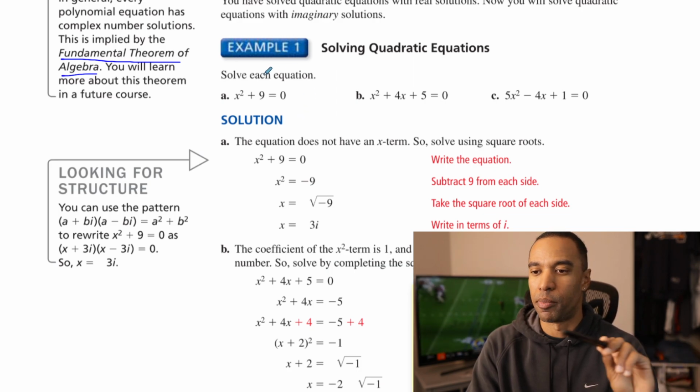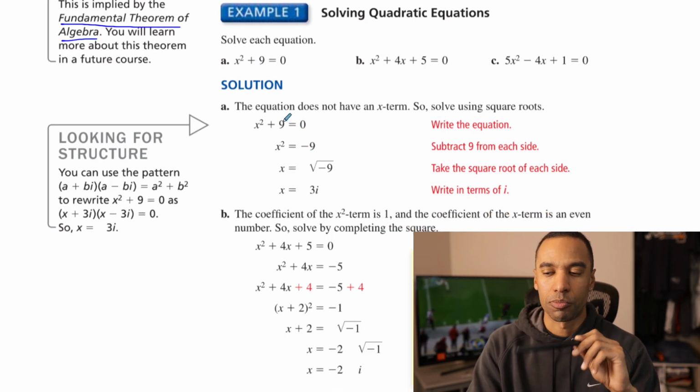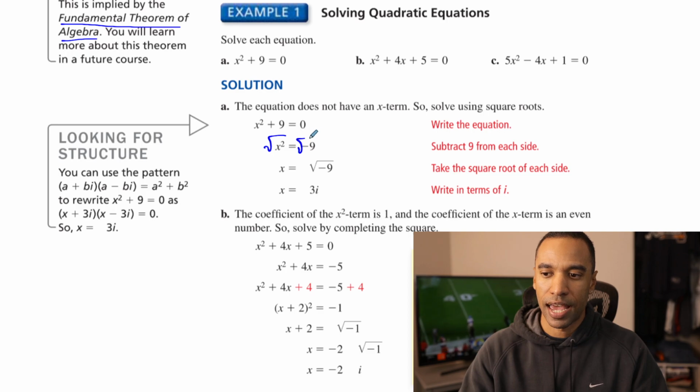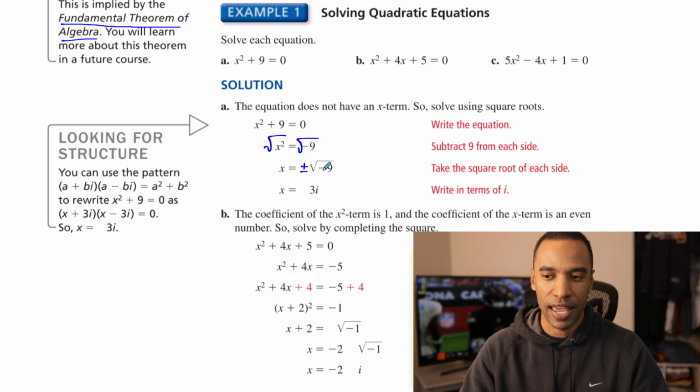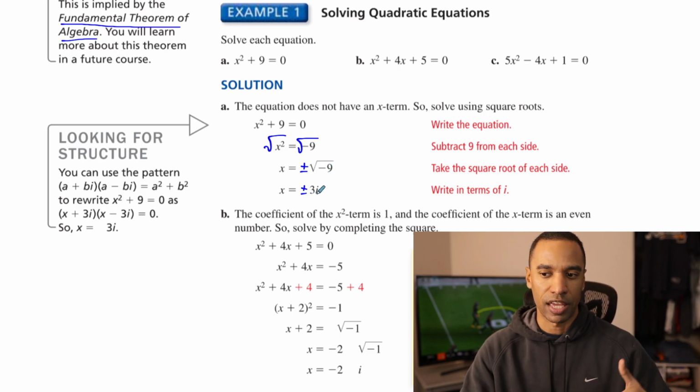Use the method that makes the most sense. This first one, I would solve by using square roots. Subtract 9 and take the square root of both sides. And when you take the square root of both sides, you get plus or minus the square root of negative 9, which is plus or minus 3i. Square root of 9 is 3, square root of negative 1 is i.